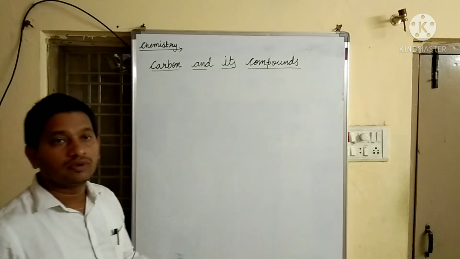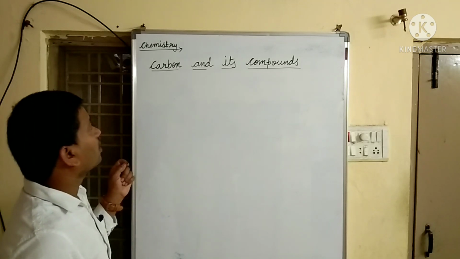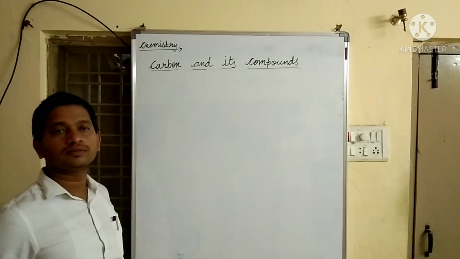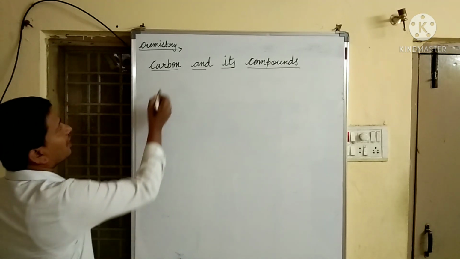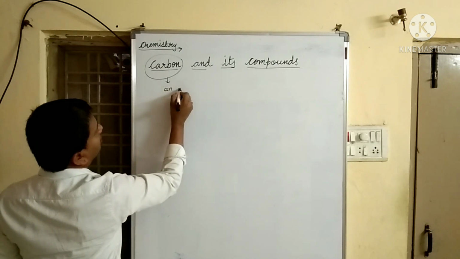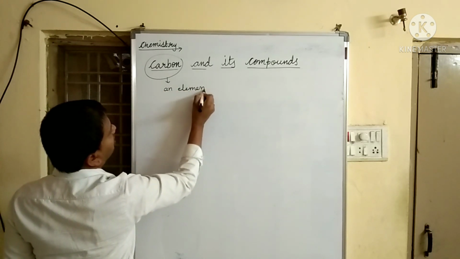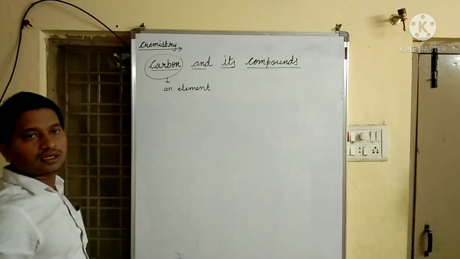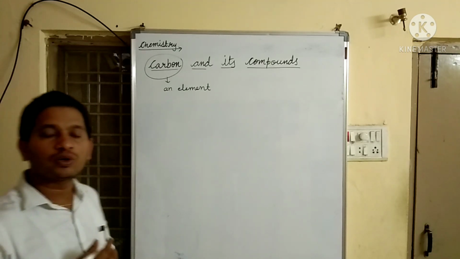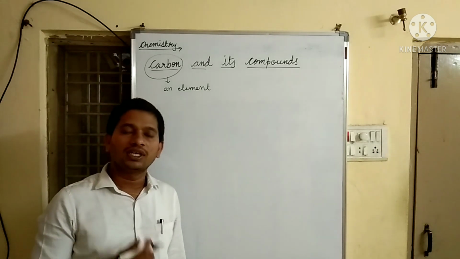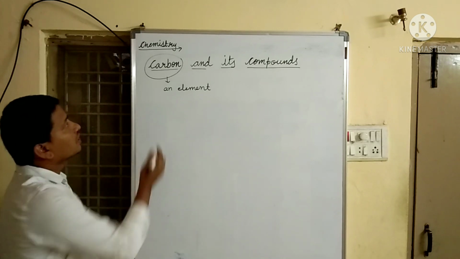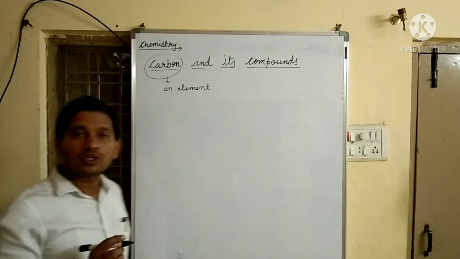In this session we will discuss carbon and its compounds. Carbon. What is carbon? Carbon is an element, right? Actually, we have 115 elements like hydrogen, helium, lithium, beryllium, boron and so on. Like that, carbon is also an element.